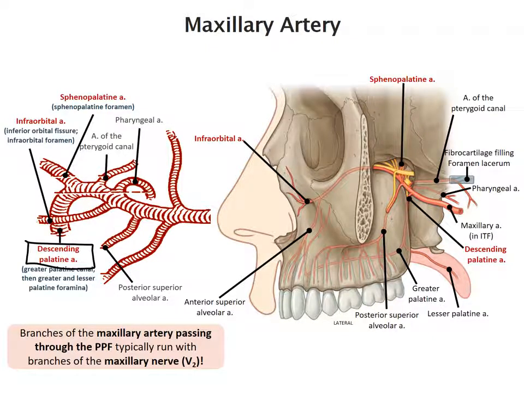And the third major branch of the maxillary artery within the pterygopalatine fossa is the infraorbital artery. The infraorbital artery exits the fossa via the inferior orbital fissure, and it courses through a small canal to exit onto the face at the infraorbital foramen. Arising from the infraorbital artery are small branches that supply the anterior teeth, referred to as the anterior superior alveolar arteries.